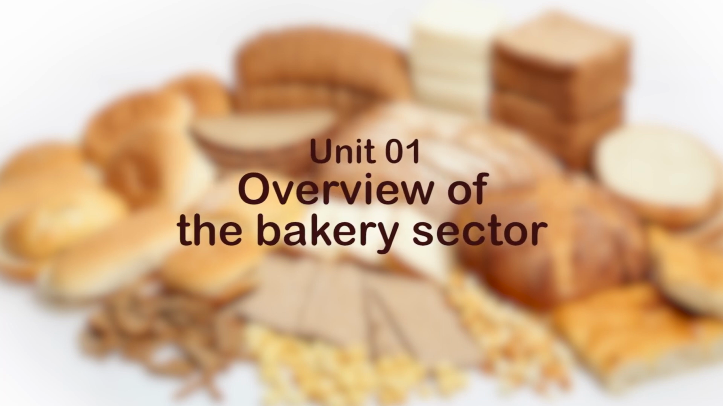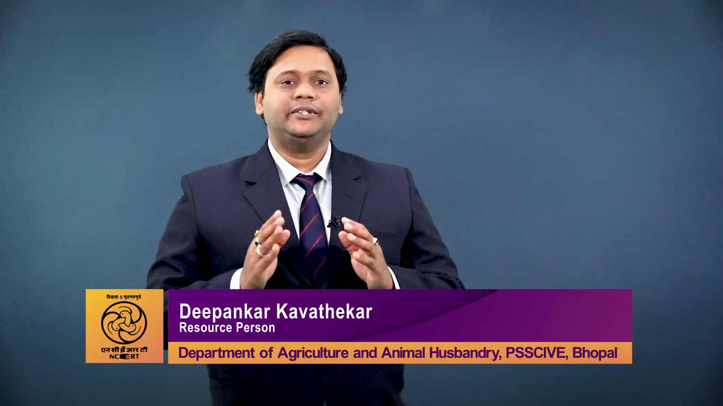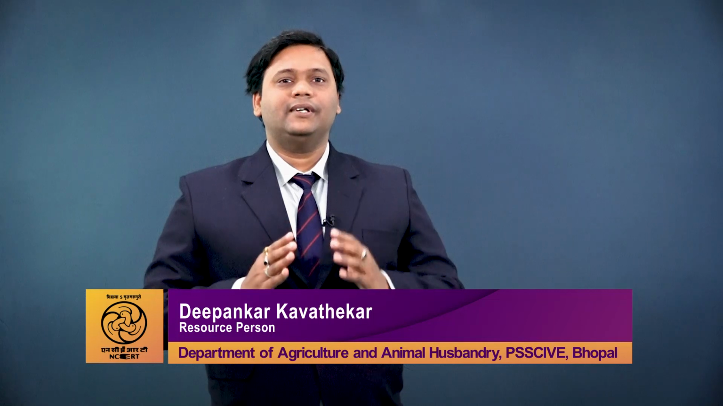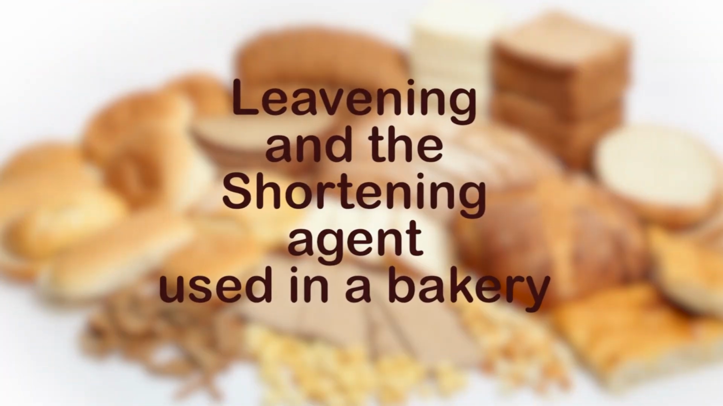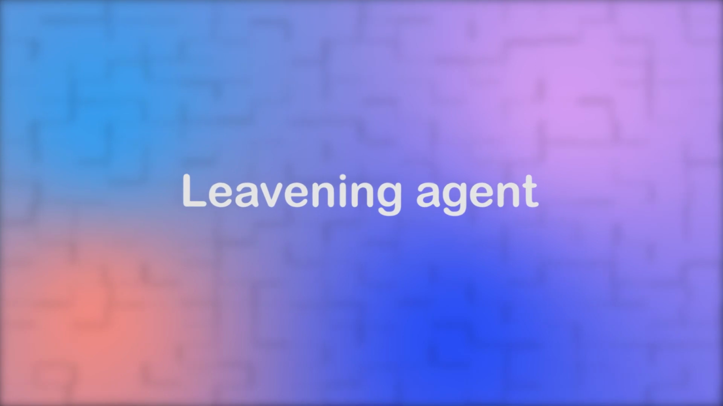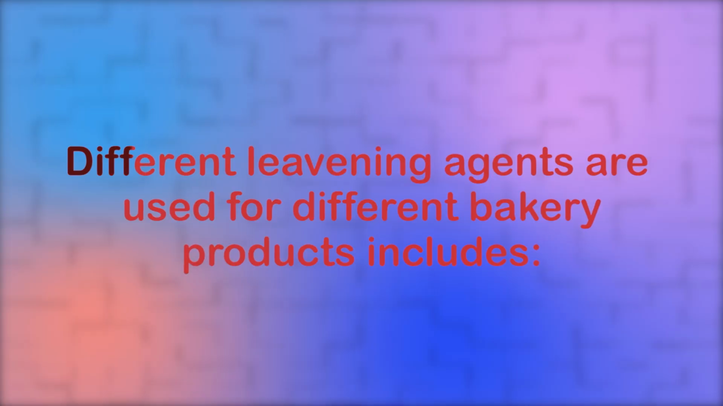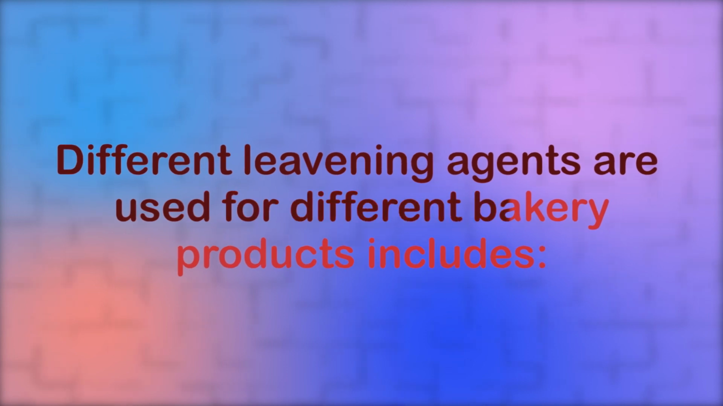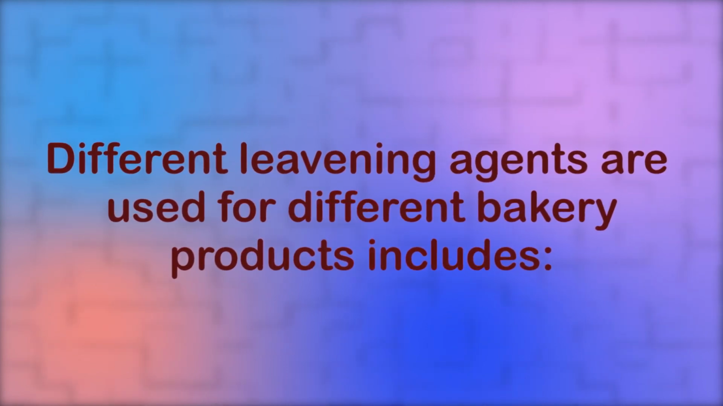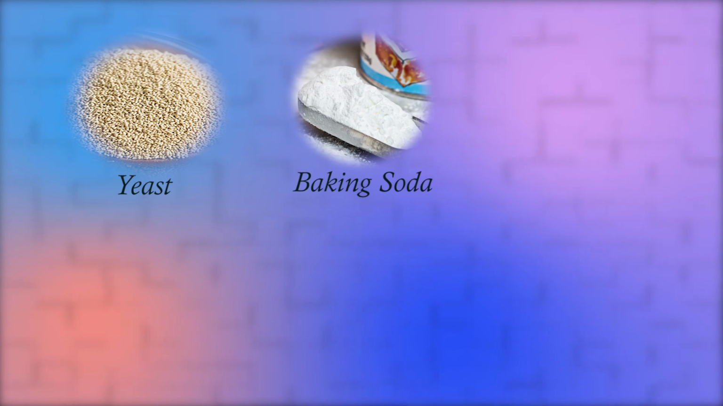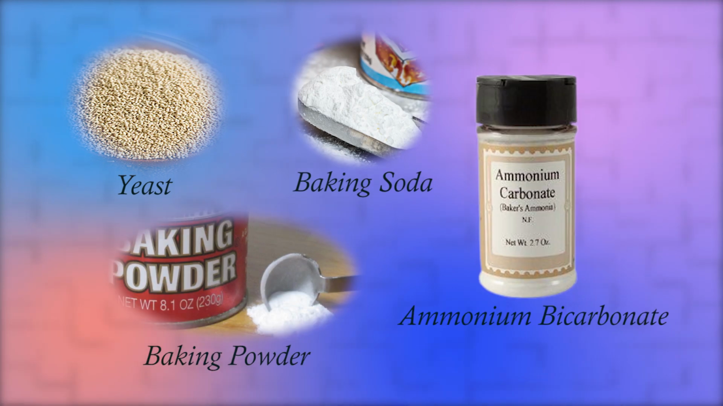Unit 1, Overview of the Bakery Sector. In the previous video, you have learned about the flours used in the bakery. In this video, you will learn about the leavening and the shortening agent used in a bakery. Leavening agent. Students, the leavening agents help in raising the volume of bakery products. Different leavening agents are used for different bakery products, including yeast, baking soda, baking powder, ammonium bicarbonate. Students, let us now know about these leavening agents in detail.